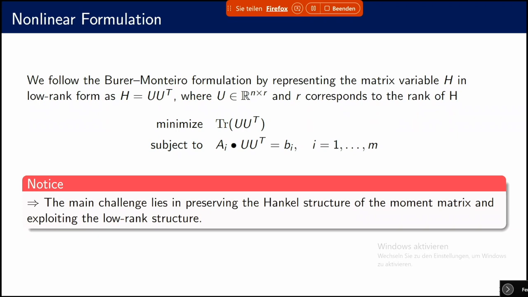We can also use a nonlinear formulation given by the Burer-Monteiro formulation. The idea here is representing the matrix variable H in low-rank format, which is equal to U times U transpose. Here U is an N times R matrix, and R corresponds to the rank of the matrix H. So we can use this formulation for nonlinear solvers.